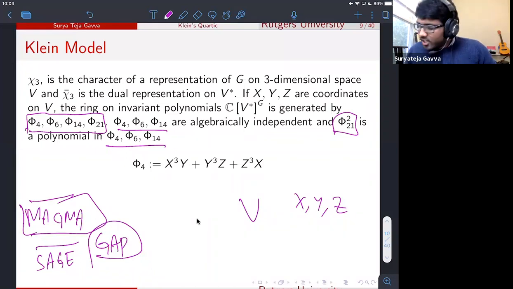So these invariant polynomials, we can compute. One invariant polynomial is this phi4, which is x cube y, y cube z, and z cube x.